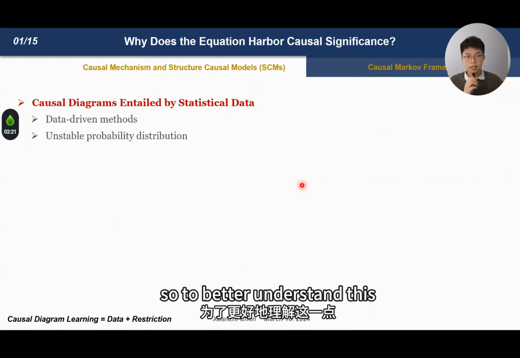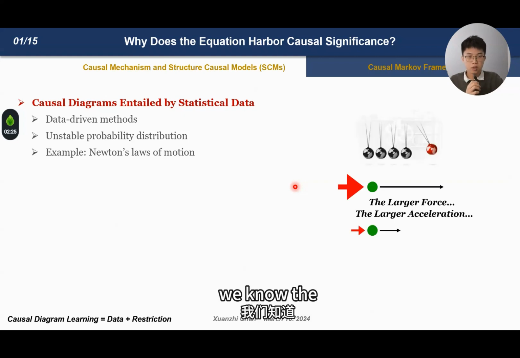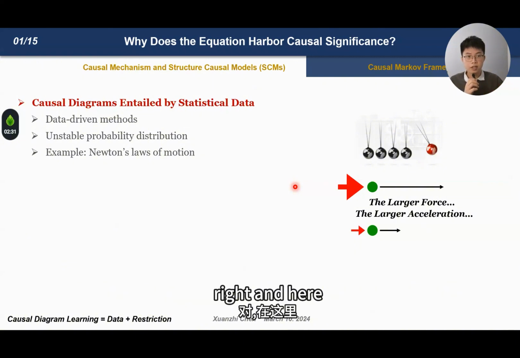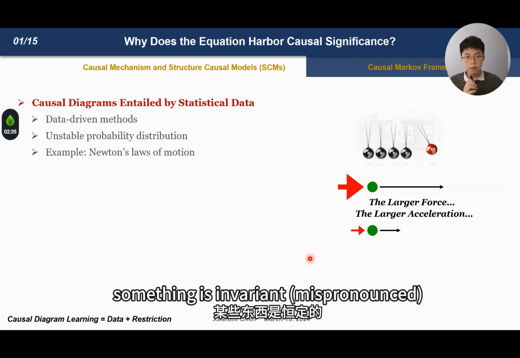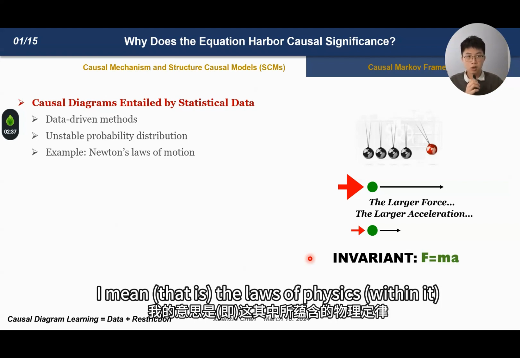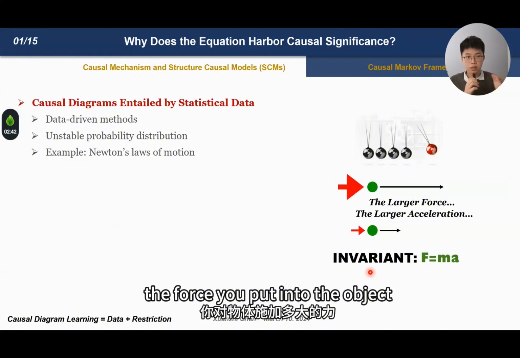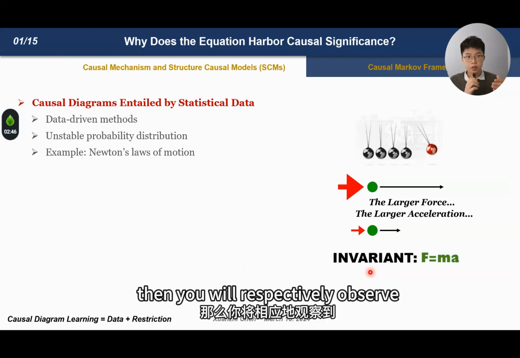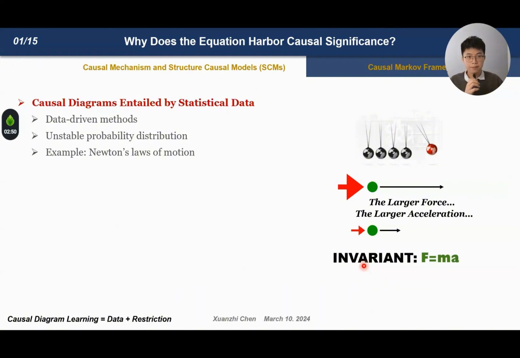To better understand this, let's take Newton's laws of motion. We know the force is the cause of changing the state of motion, right? And here, if we say something is unchangeable, something is environment, I mean the laws of physics. That is, no matter how large or how small the force you put into the object, if you hold the mass constant, then you will respectively observe varying degrees of acceleration, right?